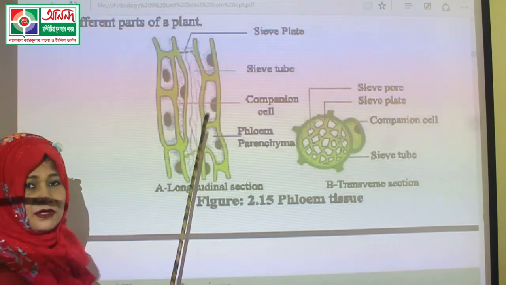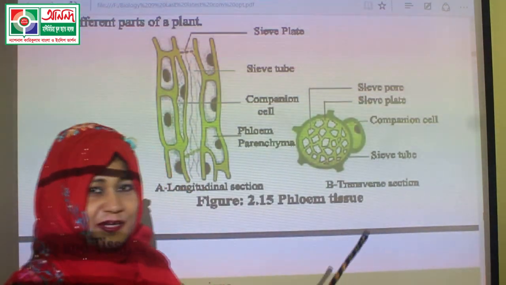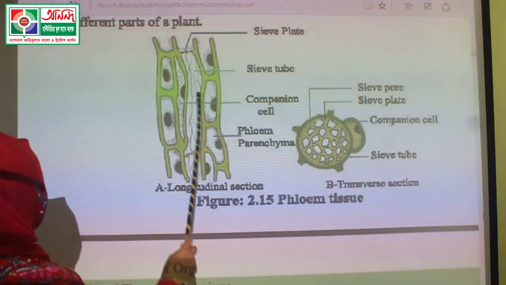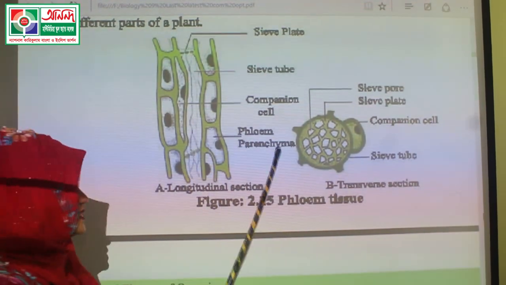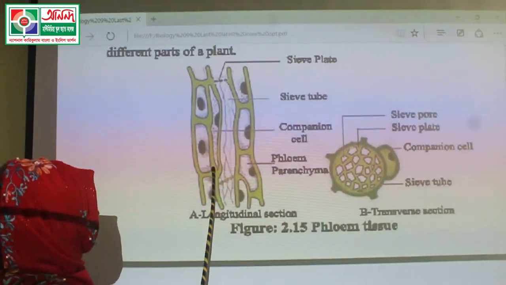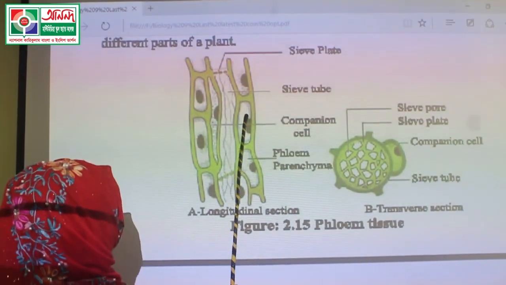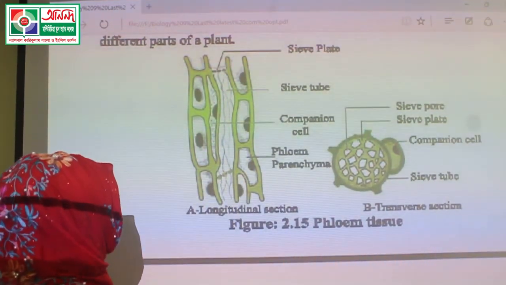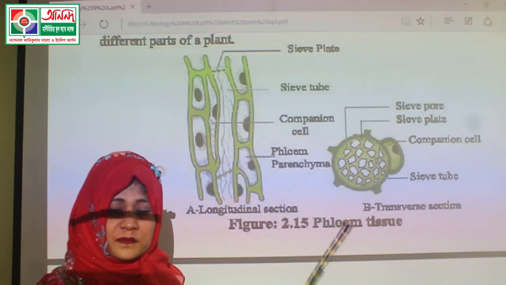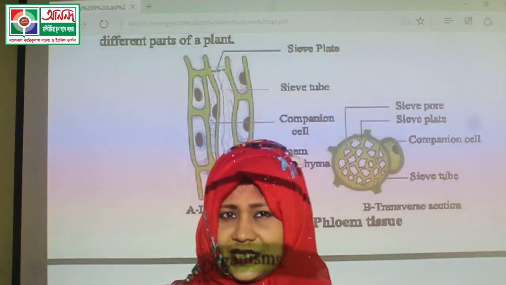This is the longitudinal section of phloem. Should I repeat? This is sieve tube or sieve cell. This one is the companion cell with a larger nucleus and turgid protoplasm. And this one is Phloem Parenchyma with a comparatively smaller nucleus.